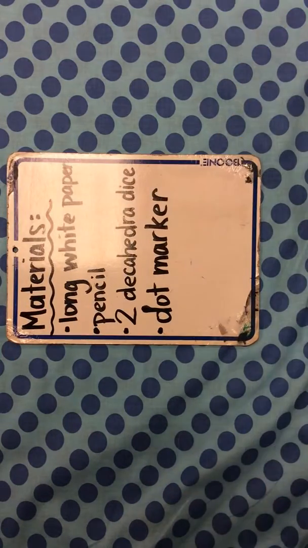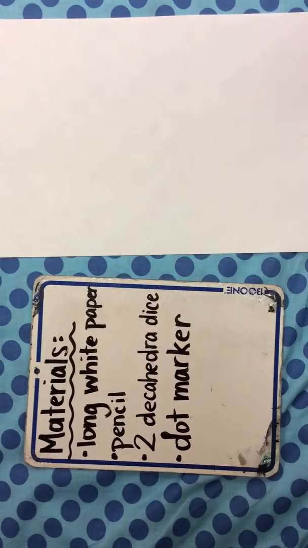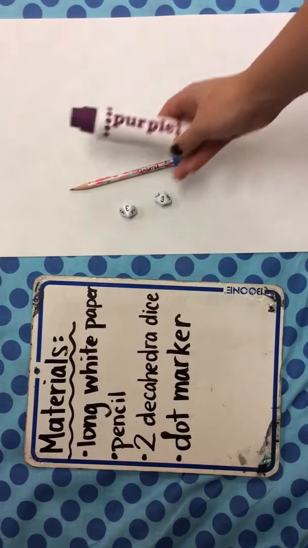Here are the directions on how to play Dotty Arrays. The materials you will need include a long piece of paper, a pencil, 2 decahedral dice, and a dot marker.